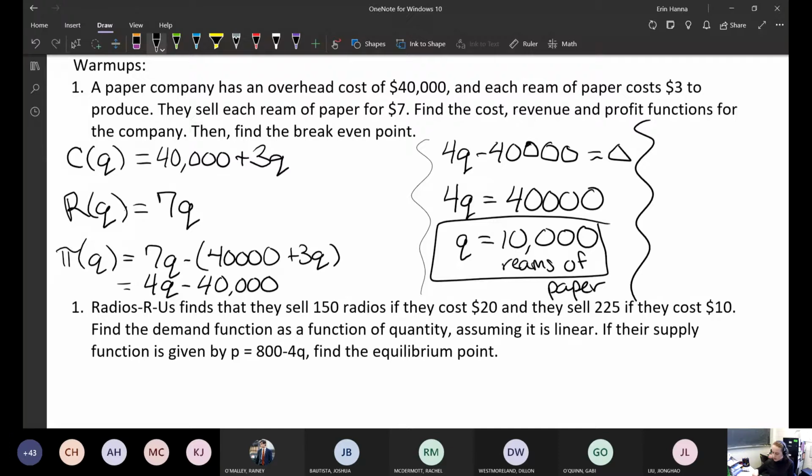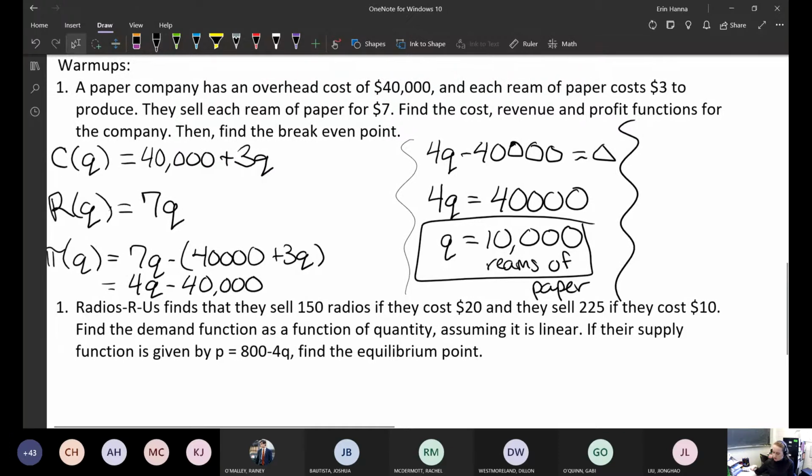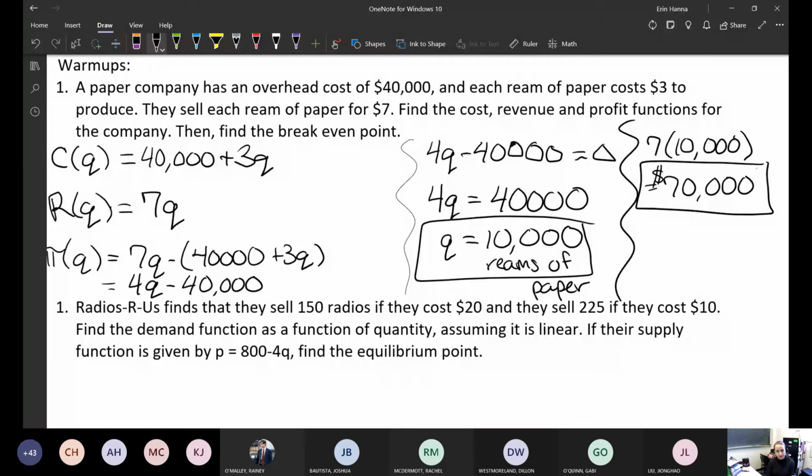So remember, you get to plug in the Q value you just found either into cost or revenue. We don't plug it into profit because that would just give us 0. And we want to know the actual amount of money they need to spend or get back before they actually break even. So the break-even cost would be $70,000. This is a pretty hefty break-even point.